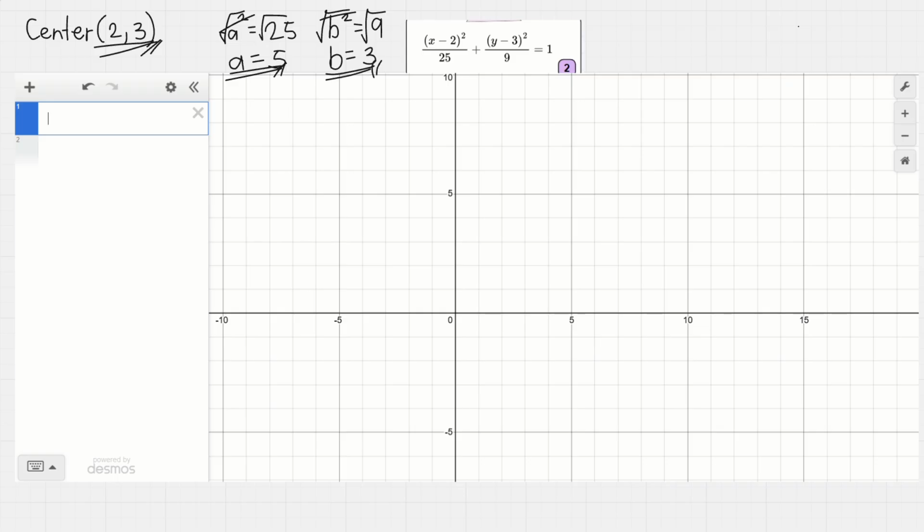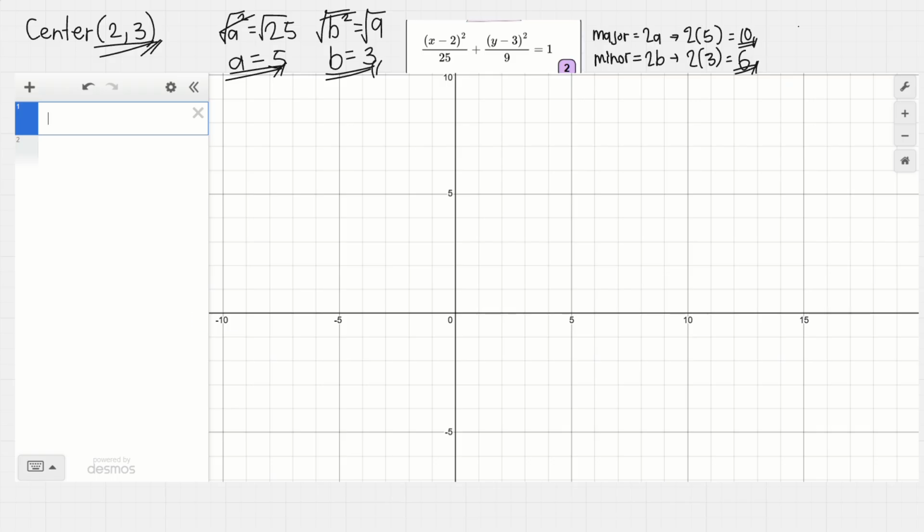Now we can get our major axis and minor axis. The major axis is 2a and the minor axis is 2b. Let's substitute each value. 2 times our a value, 5. Therefore, our major axis will be 10. Let's go to our minor axis. 2 times the b value, 3, equals 6.